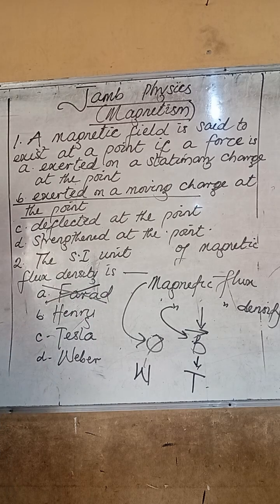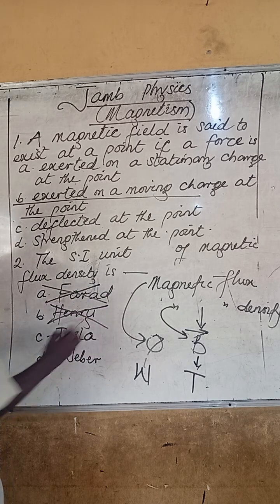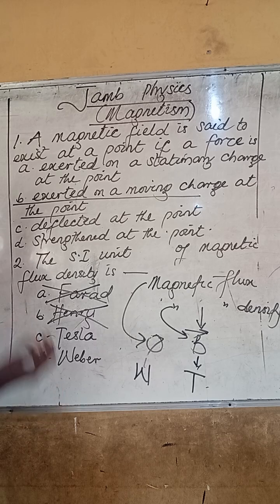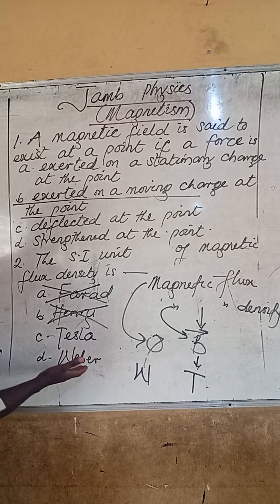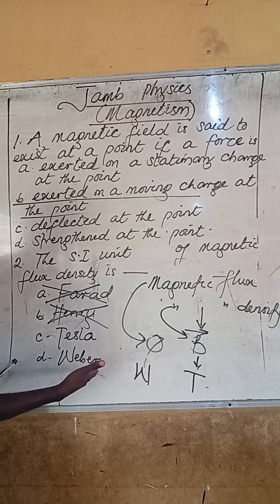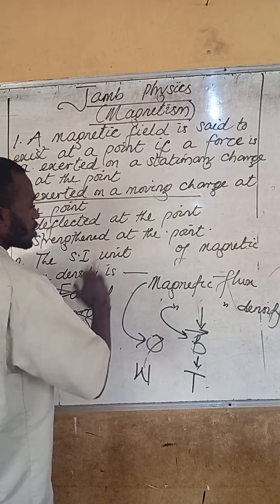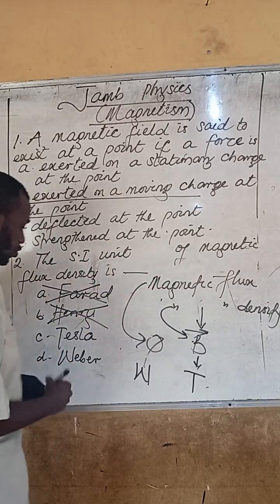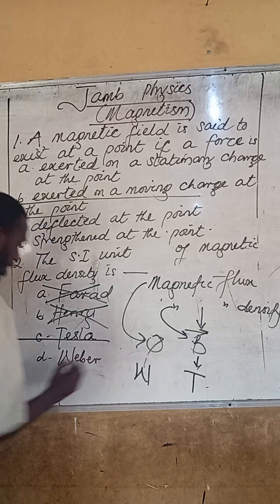Farad is the unit of capacitance, so it cannot be our answer. Henry is the unit of inductance, so it cannot be our answer. Then Tesla or Weber are our two good options, but in fact we know already now that Weber is the unit of magnetic flux, not magnetic flux density. So the answer becomes Tesla.